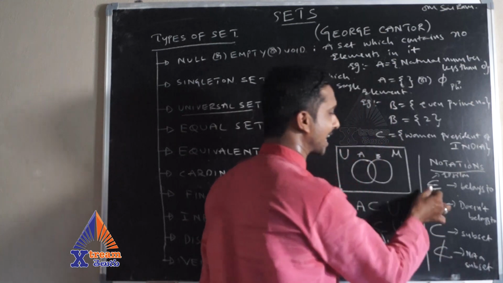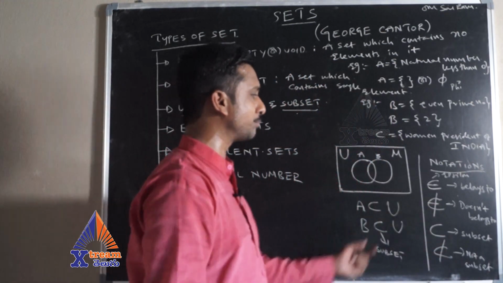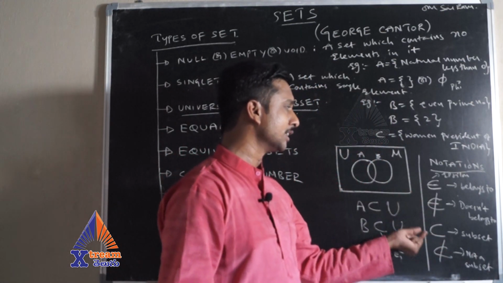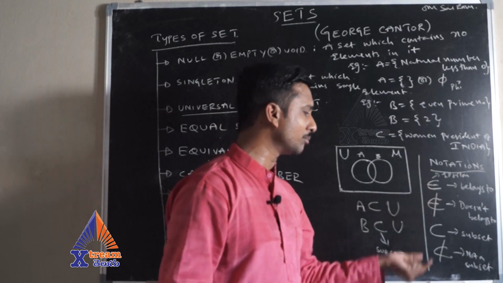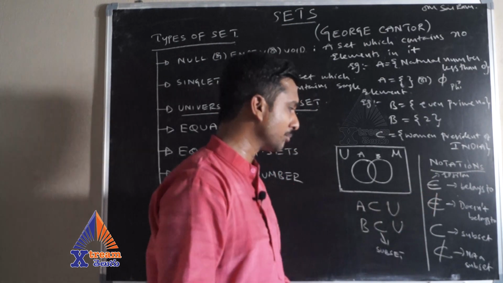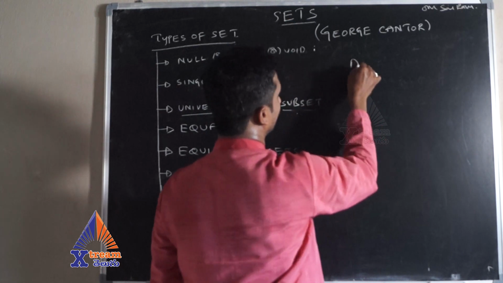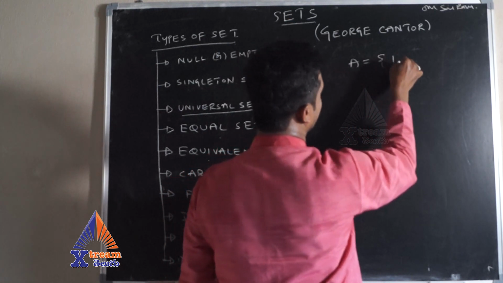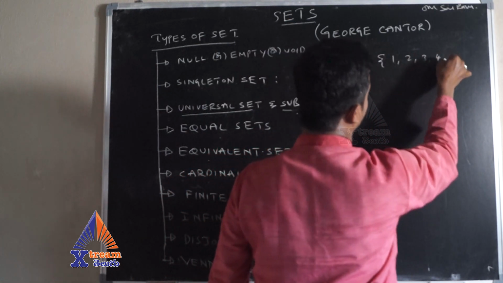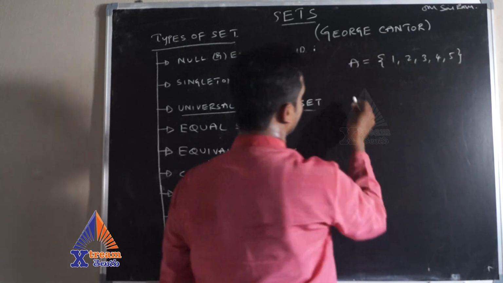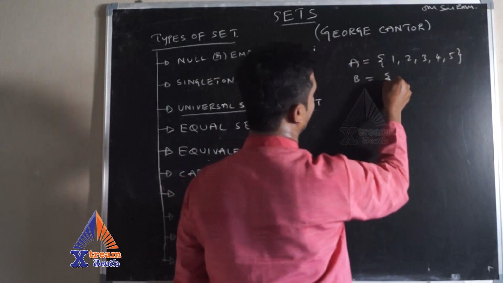There is a slight difference between belongs to and subset: where to apply the belongs to symbol and where to apply the subset symbol. Suppose I take one set A equals 1, 2, 3, 4, 5 and B equals 1, 2, 3.